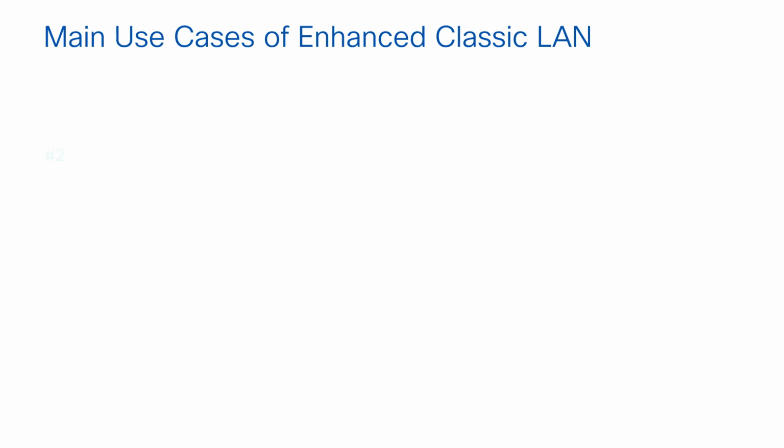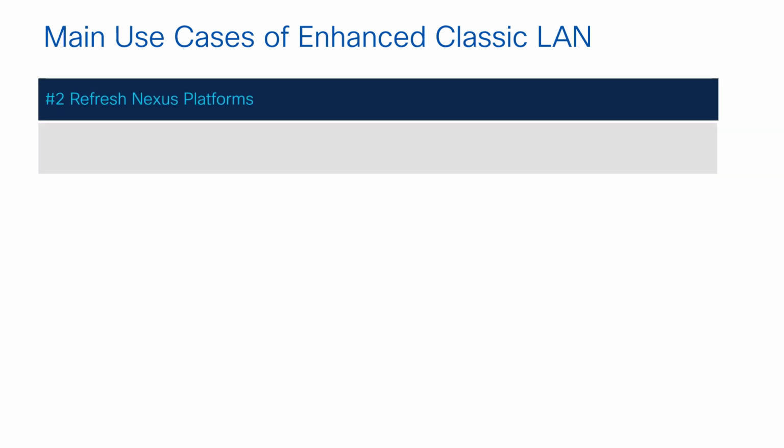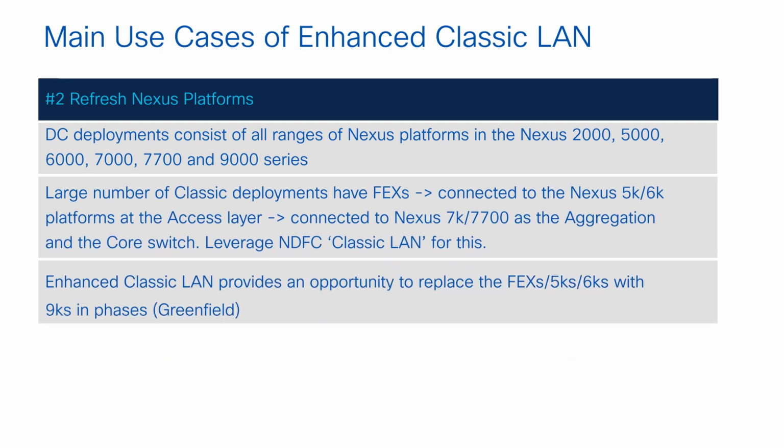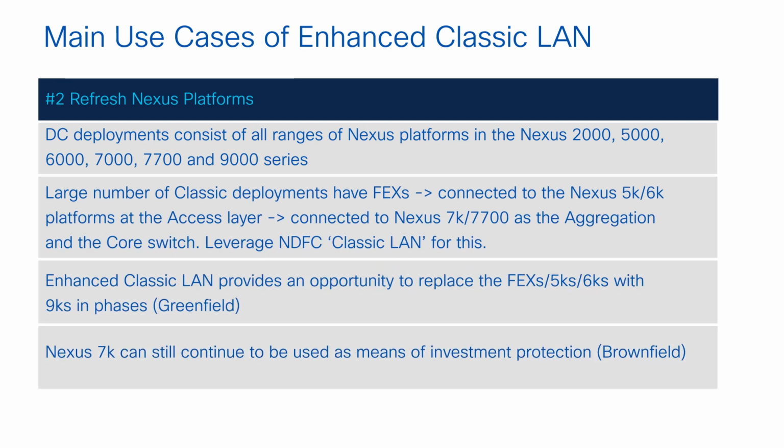The second big use case here is the refreshing of the Nexus platforms. Now, a lot of data center customers who are on classic LAN still have older platforms like the Nexus 5Ks and 6Ks sitting at the access layer. Now, these platforms are connected to the Nexus 7Ks in general, which are acting as the aggregation and core platforms.